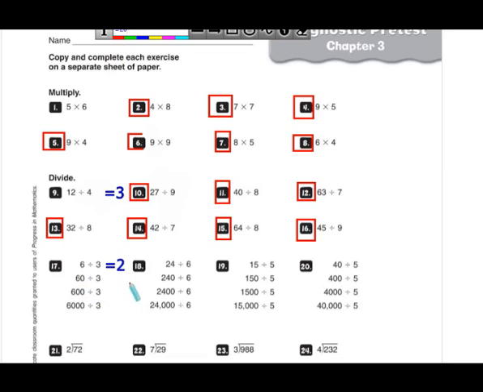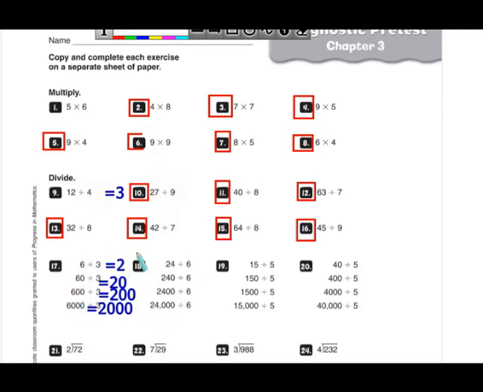We know that 6 divided by 3, the answer is 2, and we just write this 0 in the final result. And here we have 600 divided by 3, the answer is 200. Okay, so here we have the answer, which is 200. And the last one here we have 6,000 divided by 3, the answer is 2,000. The answer is 2,000.